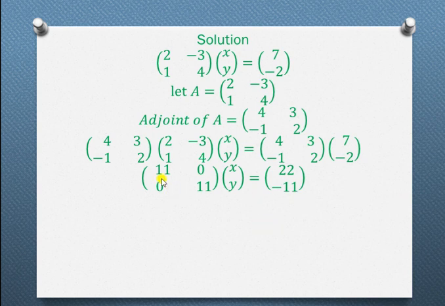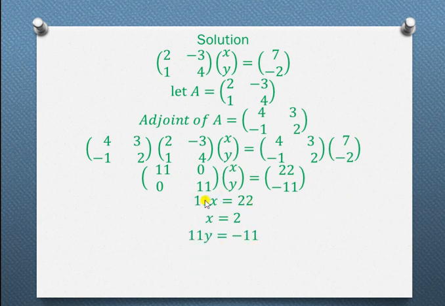Next step to this, you're again going to multiply a row by column. So it's going to be 11 by x, then 0 by y. So it is simply 11 times x, giving you 11x. And 11x, remember, corresponds to 22. 0 by x is also 0, then 11 times y is 11y. So it will also correspond to negative 11, as you see in the next step here.